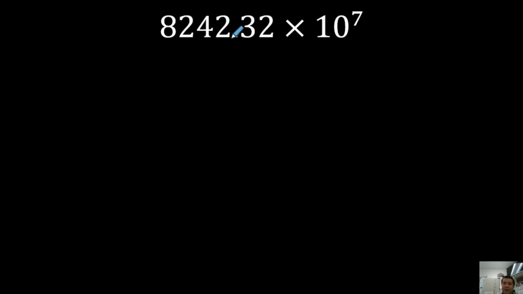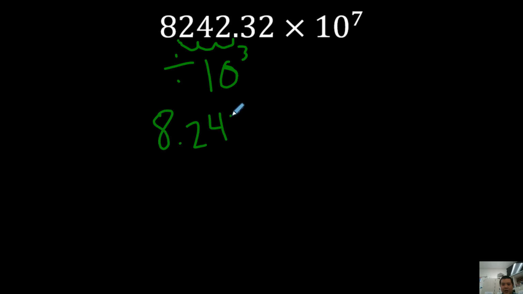Here we want to move the decimal place backwards 3, making our number smaller, so we're going to divide by 10 to the third because we're making it smaller. 10 to the third, 1, 2, 3, put our decimal place right there, so we get 8.24232. Since we're dividing by 10 to the third, we need to multiply this one by 10 to the third, getting us 10 to the 7th times 10 to the third, we add the exponents, times 10 to the 10th power.